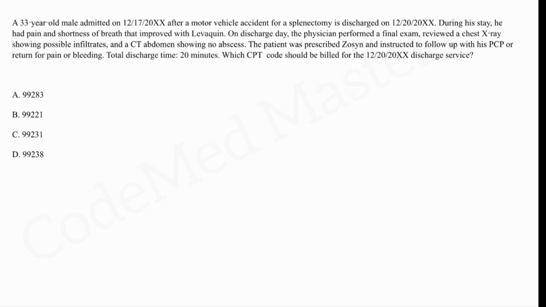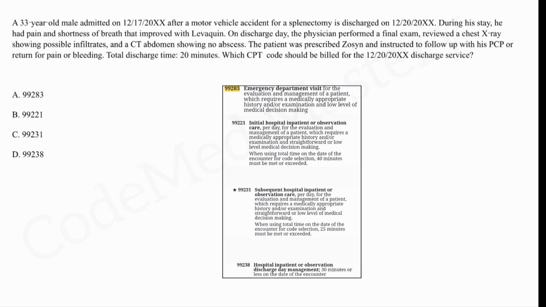Next question. This question is from Evaluation and Management. Let us check the codes. Check the first code 99283. 99283 is for emergency department visit for E/M of a patient which requires medically appropriate history and low level of MDM. Check the code 99221. 99221 is for initial hospital inpatient or observation care per day for evaluation and management of a patient which requires medically appropriate history, straightforward or low level MDM, and total time on the date of encounter for code selection is 40 minutes must be met or exceeded.